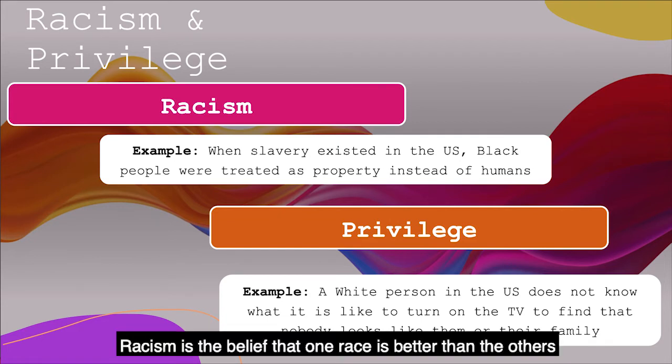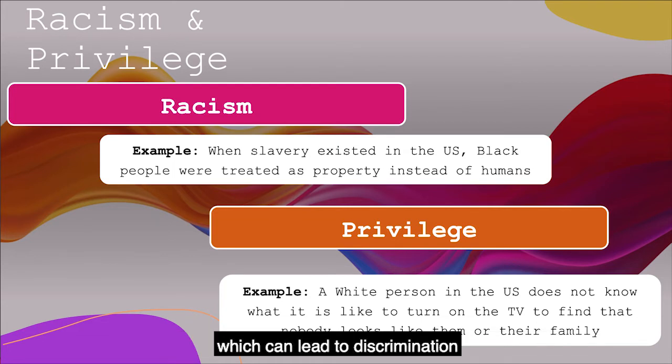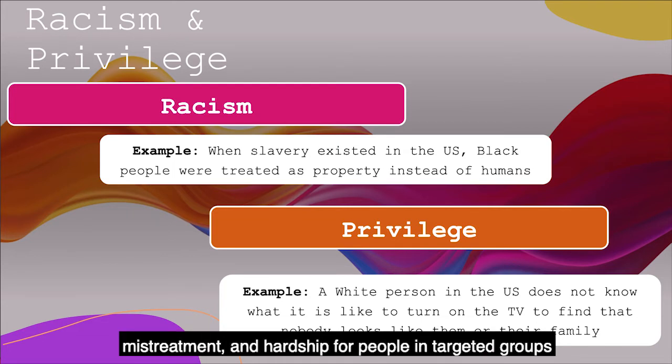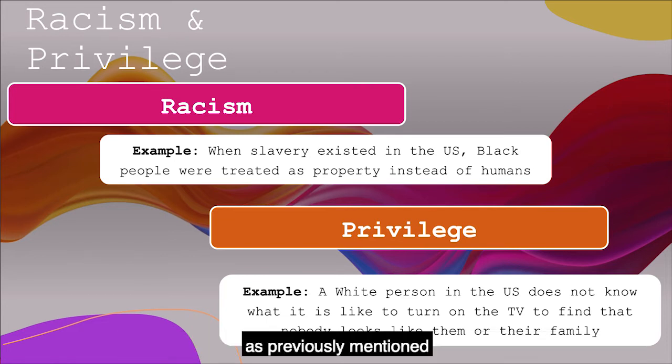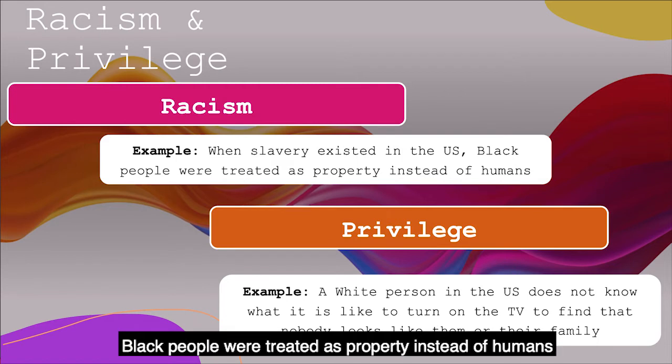Racism is the belief that one race is better than the others, which can lead to discrimination, mistreatment, and hardship for people in targeted groups, as previously mentioned. An example of racism is when slavery existed in the U.S., Black people were treated as property instead of humans.